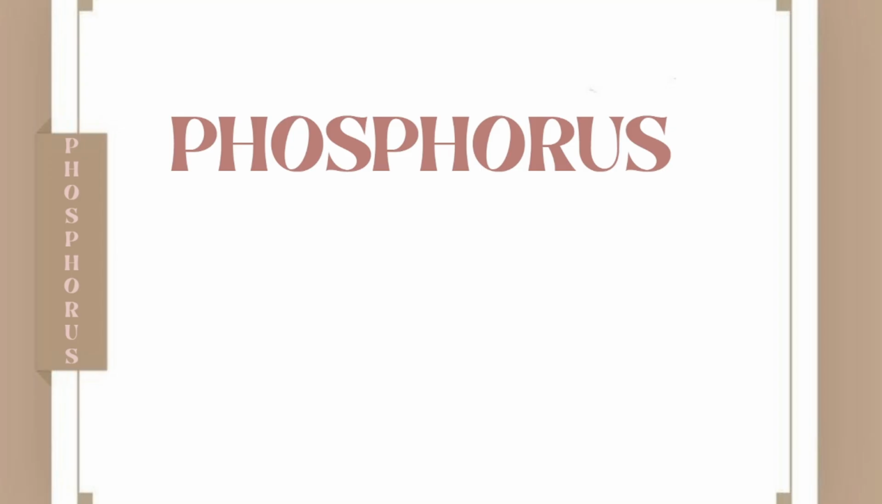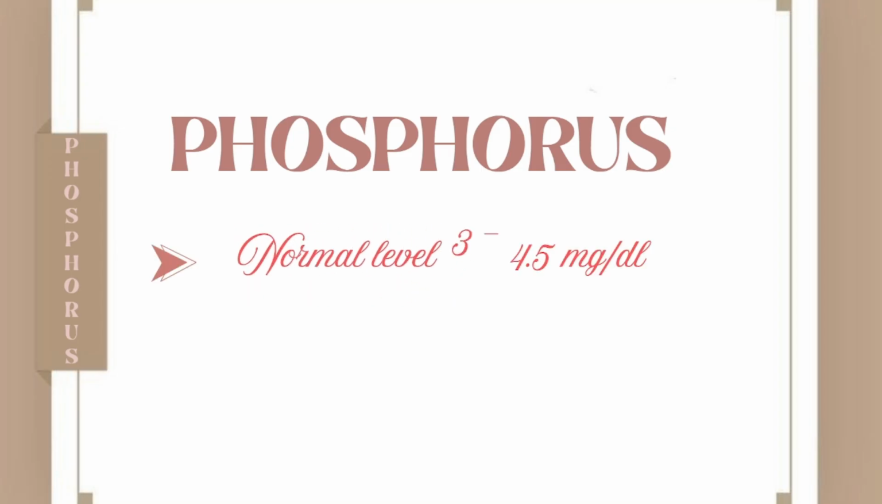So let's begin. Phosphorus. The normal level of phosphorus is 3 to 4.5 mg per deciliter. That means two conditions occur when phosphorus is out of balance, either hypophosphatemia or hyperphosphatemia. So, before discussing the condition, let's discuss reciprocal relationship.